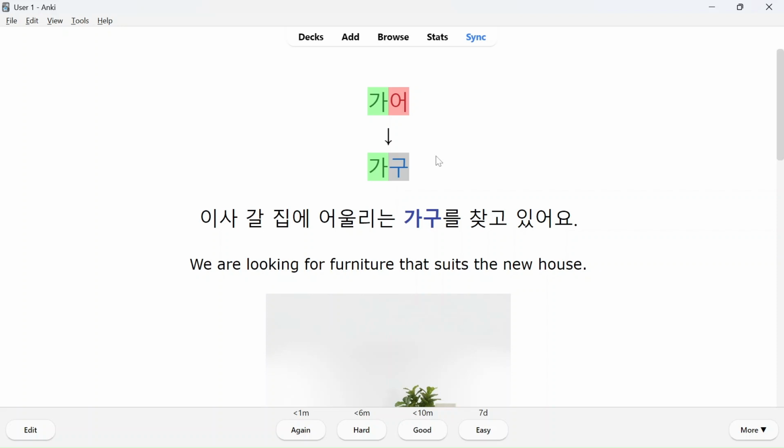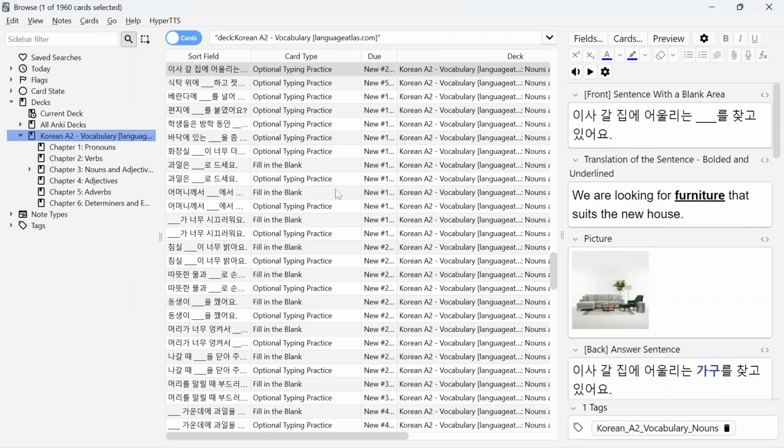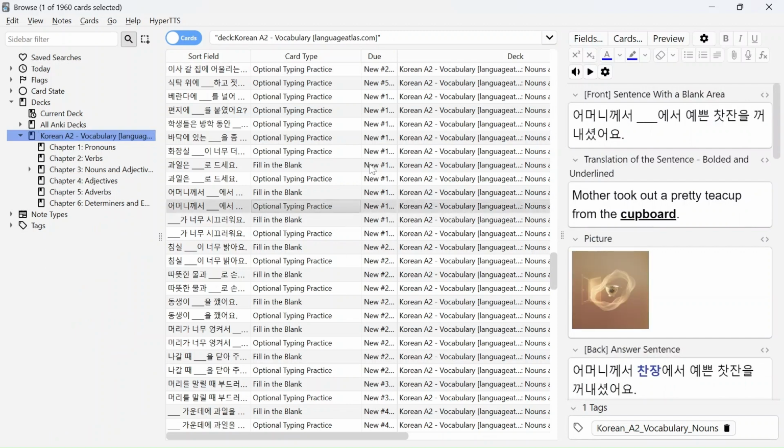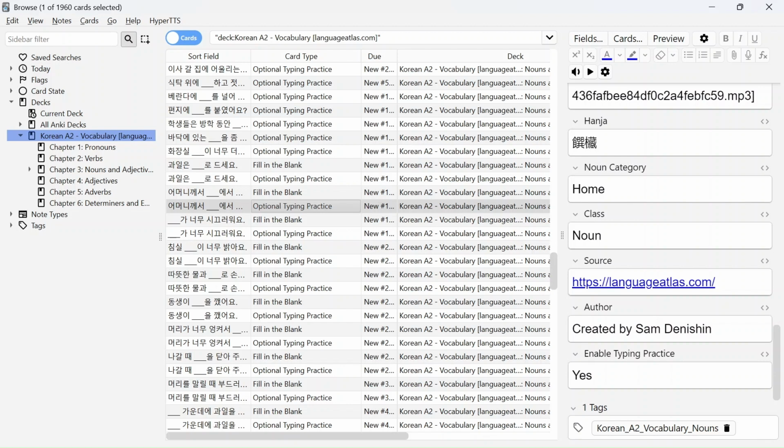But let's say that you regret your choice and you want to go back to the first card type only, which was the fill in the blank one. So you don't want to have any more typing. How do you do that? Well, we will go to Browse, and then we will click on the Korean A2 Vocabulary Anki deck. Click on any of the cards, it doesn't matter which one. If I scroll down, you can see that the word yes is over here.